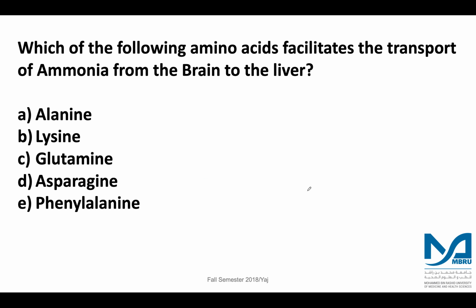So this is a self-check for you. Which of the following amino acids facilitates the transport of ammonia from the brain to the liver? And the answer is glutamine. You may expect 1 or 2 of this kind of question in your end of course assessment. So that's the reason I have put these self-check questions at different points in the lecture.